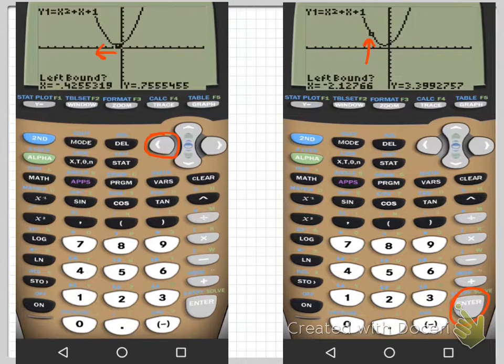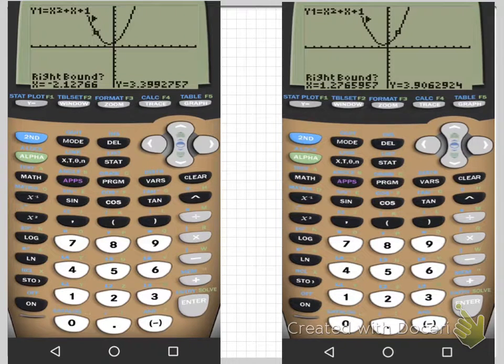And notice, look, I'm looking at the right side of the screen right now. So once you pressed enter, a few things should happen. First of all, notice that it gives us a little arrow marking off the boundary. So it's saying, oh, that's on the left side. Notice also it's now asking for the right bound. That means go to the right of the minimum and hit enter.